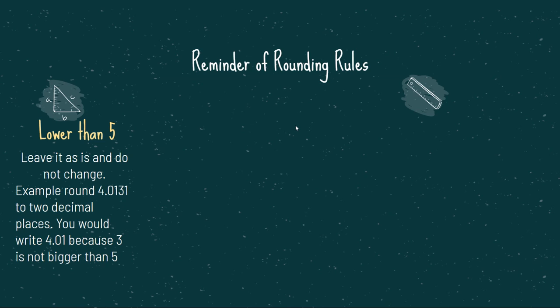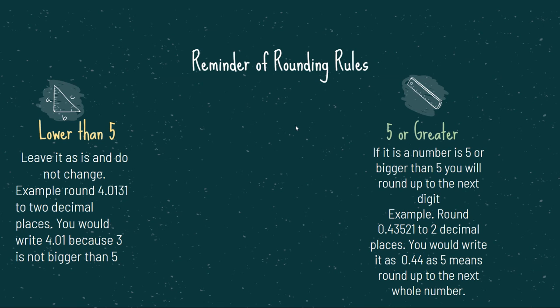Example would be 4.0131 to 2 decimal places. I would say this answer is 4.01 because my 3 isn't big enough to round that 1 to a 2. So 3 is not bigger than 5. Remember, rounding, anything lower than 5, leave it as is. If a number is 5 or greater, you need to round to the next digit. So for example, if I have 0.43521 and I want to round this to 2 decimal places, I would have to write it as 0.44 because that number 5 is 5 or greater. So I'm going to round up to the next number, which is 0.44.